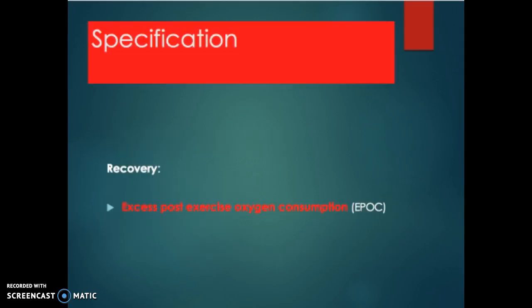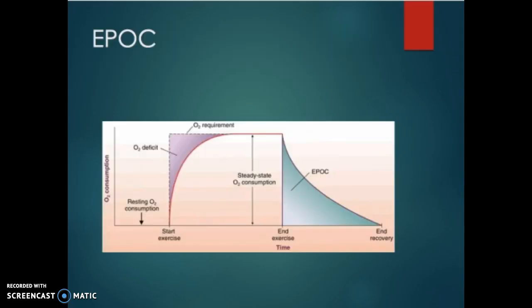So the recovery: excess post-exercise oxygen consumption, or EPOC. What is this? What does EPOC mean? It means excess post-exercise oxygen consumption. As you can see in the graph, there are three main stages: resting O2 consumption, steady state O2 consumption, and lastly the EPOC.